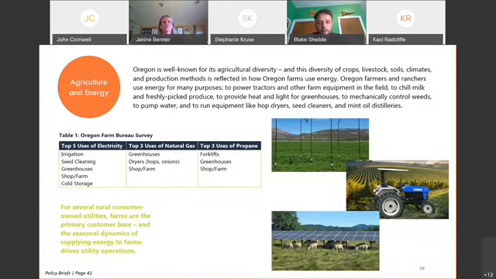Several programs offer technical and financial assistance to Oregon farms and ranches for energy efficiency projects, with most funding coming from electric and natural gas utility ratepayer funds. Our report provides a little more detail and highlights some of these programs.